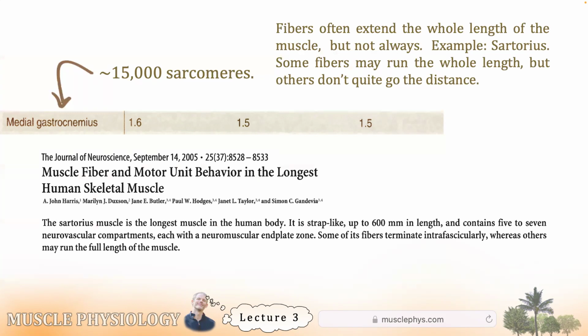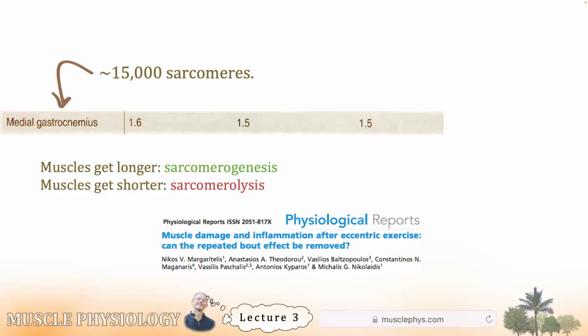Other muscles are way longer, like the sartorius again. The quotation below is from the article listed, and 600 millimeters is about 2 feet. So that's a long muscle, and some of those fibers run the whole length. One single cell is 2 feet long. That's a huge cell, and size in this sense matters for some areas, and we'll talk about that later in the semester. But other fibers terminate what's called intrafascicularly. That just means within the fascicle.